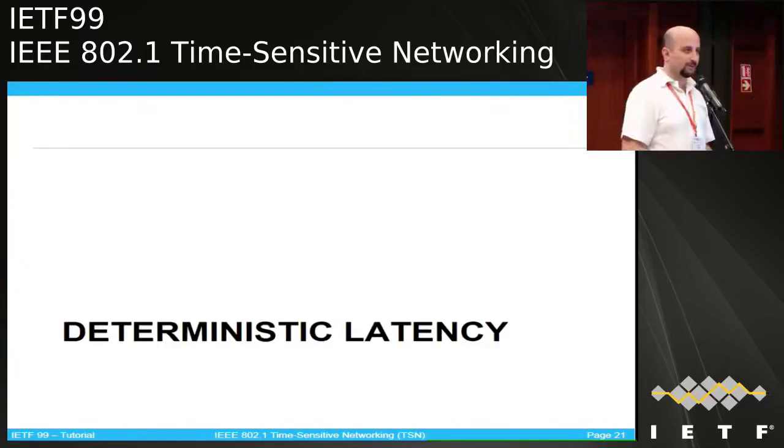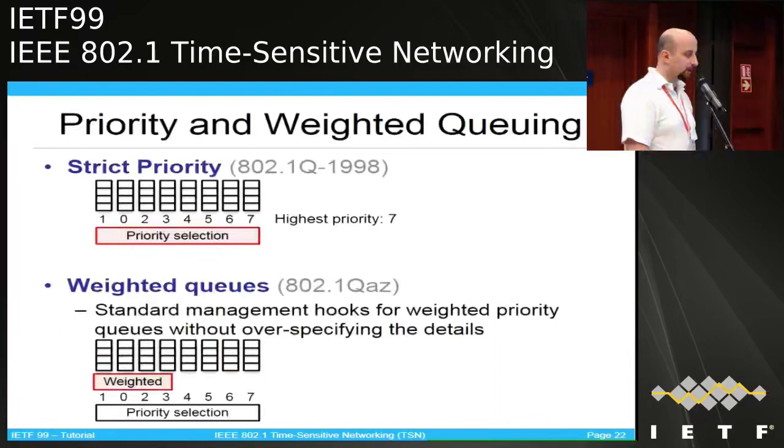Okay, so after the reliability aspects, which includes protection in the ingress, let's see what happens on the other box at the output port, the queuing mechanisms, in order to provide deterministic latency. I guess you are all familiar with the strict priority queuing, which was started in 1998. That was the basic queuing mechanism we had, and to that, weighted queues were added with simple hooks, in order not to overspecify the details.